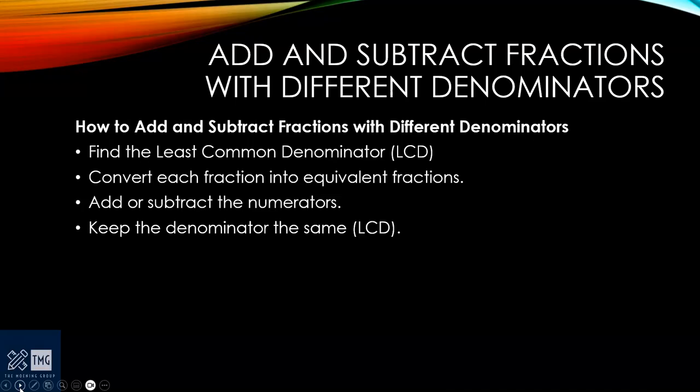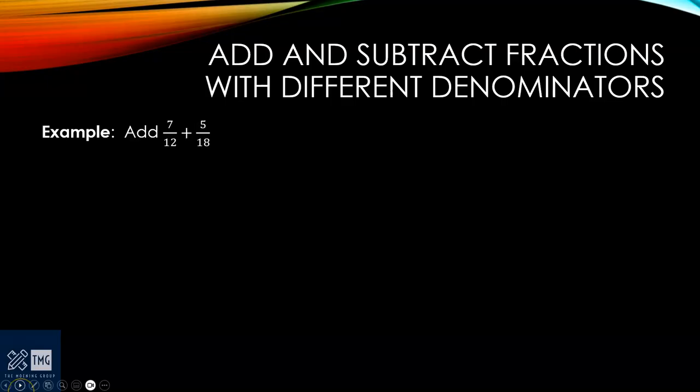After we have the same denominators, we're going to add or subtract the numerators. We'll keep the denominator the same, which of course will be our least common denominator. And then we will simplify the fraction if needed. Let's jump in. We're going to add 7/12 plus 5/18.